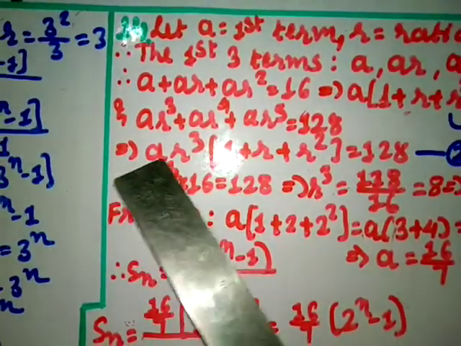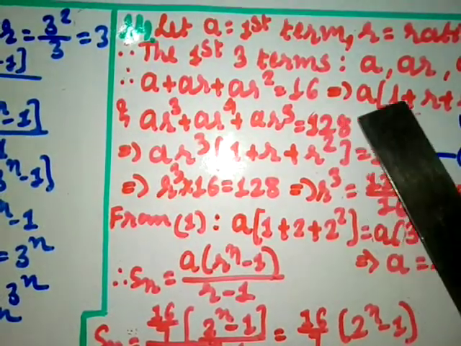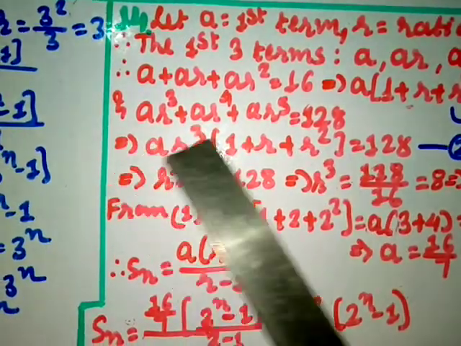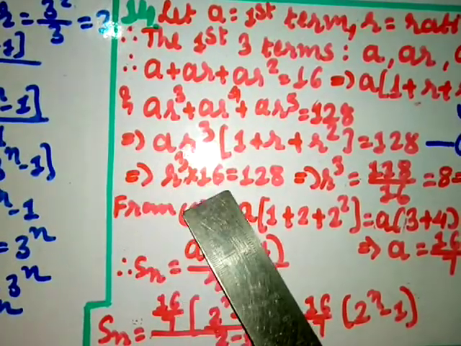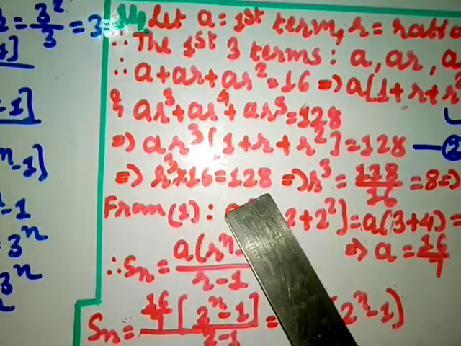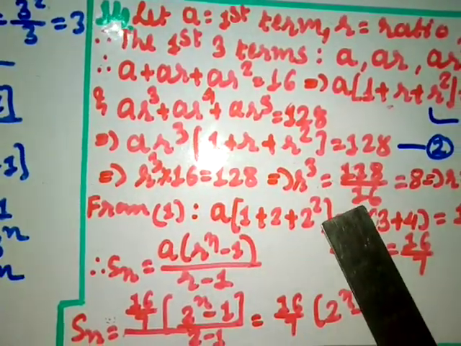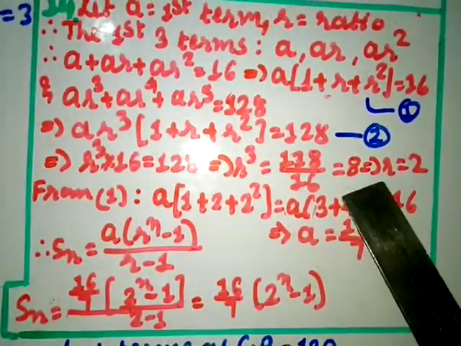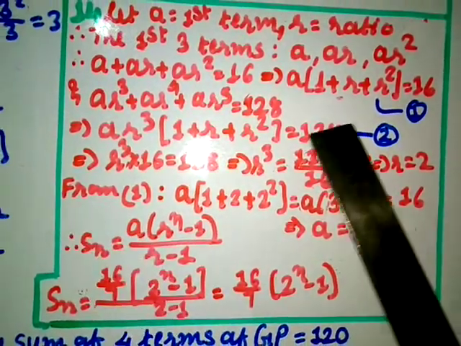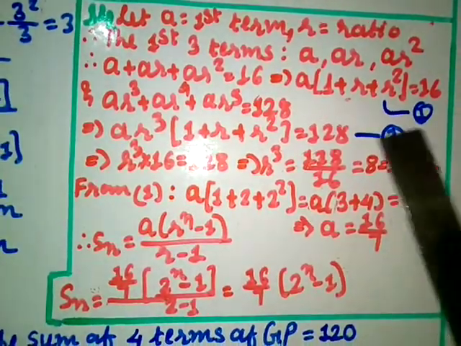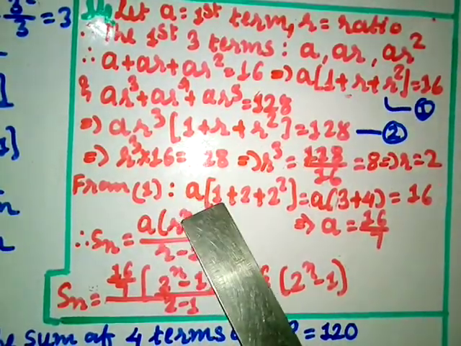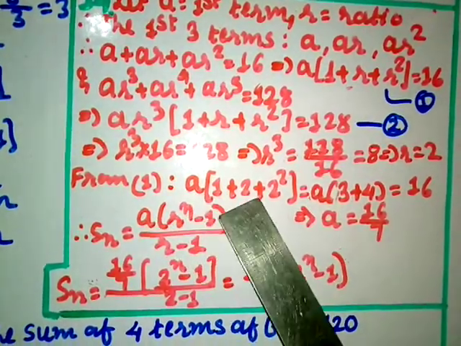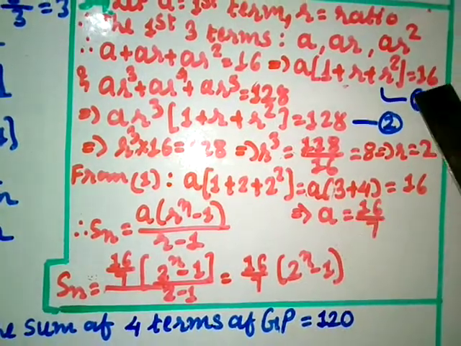Now see here, from equation 1, a into 1 plus r plus r square equal to 16. So a into this value is 16. So I'll put 16 here, r cube as it is, equal to 128. If you transfer 16 over here, it will be 128 by 16, right? And this division is 8. That means r cube is equal to 8. This gives you r value as 2, right? Now from equation 1, put the value of r equal to 2. So a into 1 plus 2 plus 2 square equals a, 1 plus 2 is 3, plus 2 square is 4, equal to 16 on this side, right?